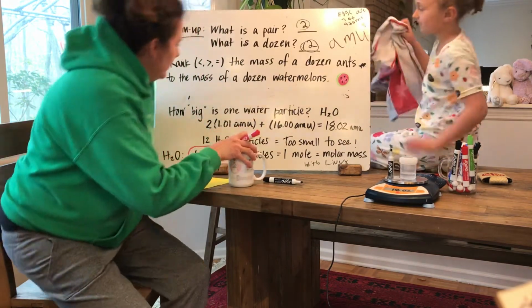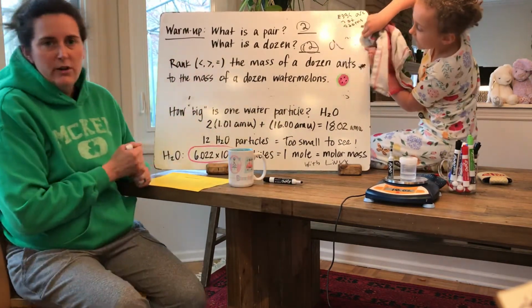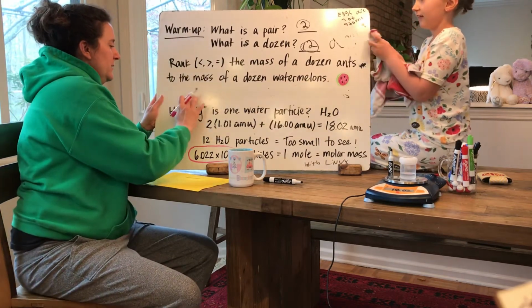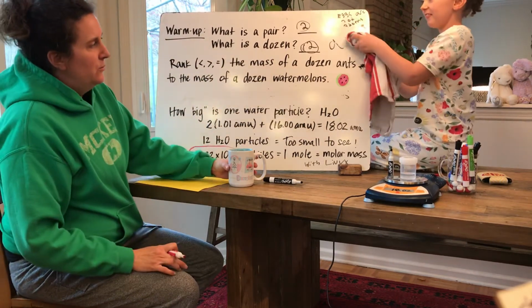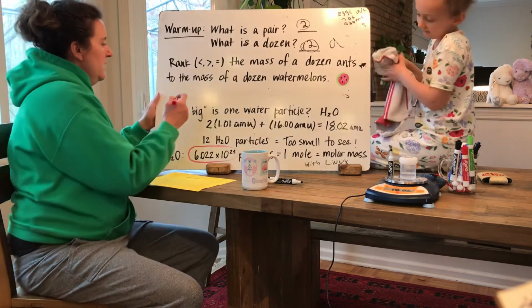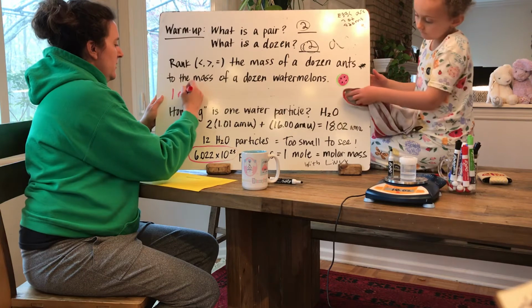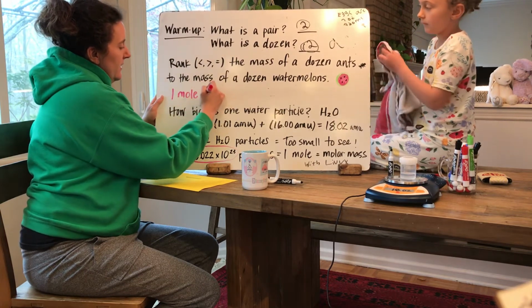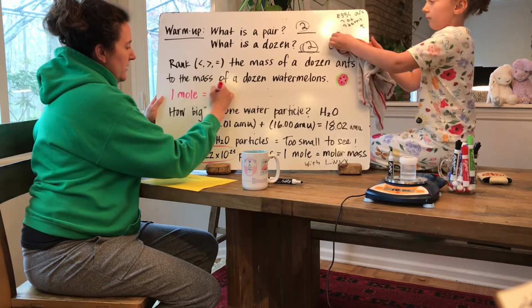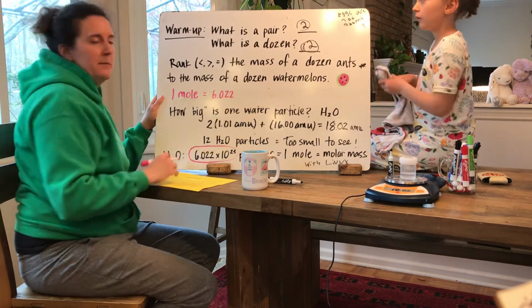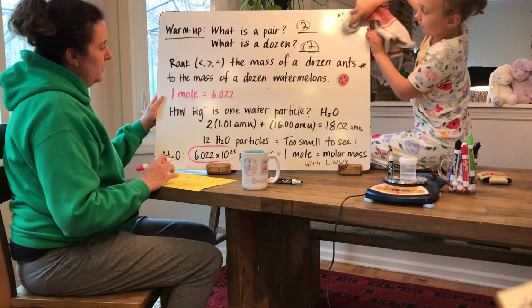All right. So a guy by the name of Avogadro, you guys remember him? He was Italian. He came up with some cool stuff related to gas chemistry. But he was the first to define one mole. And he said that a mole is equal to, watch this number here, 6.022 times 10 to the 23rd particles.